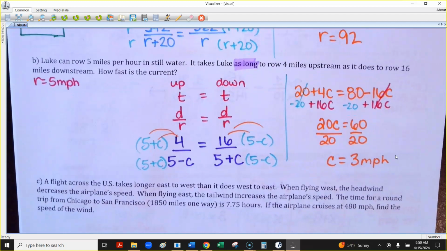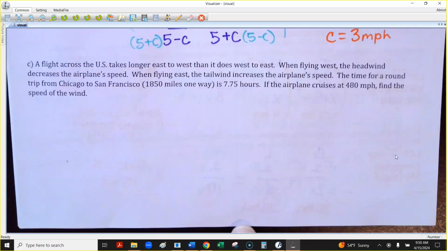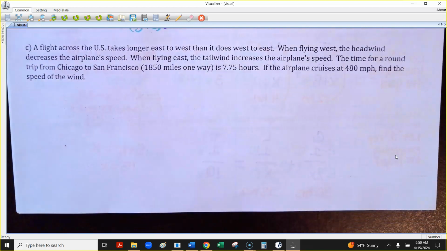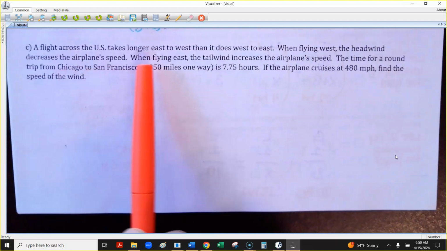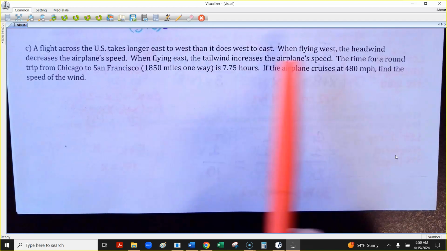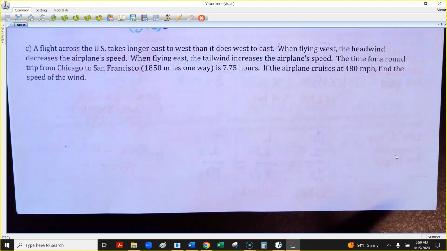Okay, now I'm not going to lie to you. We have some garbage numbers on this question because they're really big numbers, but it's not hard to solve this. Okay, it says the flight across the United States takes longer if you're going east to west than it does west to east. This is kind of the same concept as the current in the water.